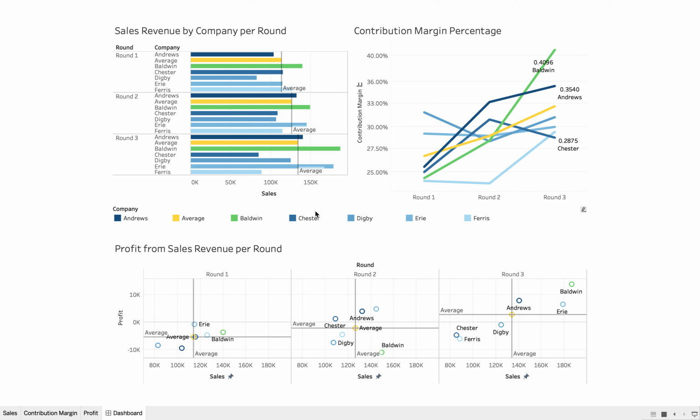I was a part of Team Baldwin, and so I developed this Tableau dashboard, and hopefully it can help explain some of the trends that we saw during this assignment. Here I'll start from the first slide actually, and we'll get to the dashboard.